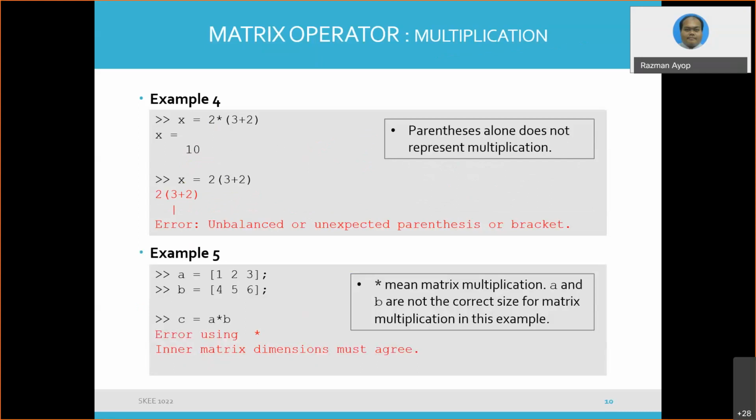How about multiplication? This is just a normal multiplication. Remember that when you do calculation on paper, you don't need to put this, but for MATLAB, you have to put it. If you don't put it, it will become an error. So you can try example 4 for both. And when it comes to multiplication or any operation in MATLAB, you need to know the BODMAS law.